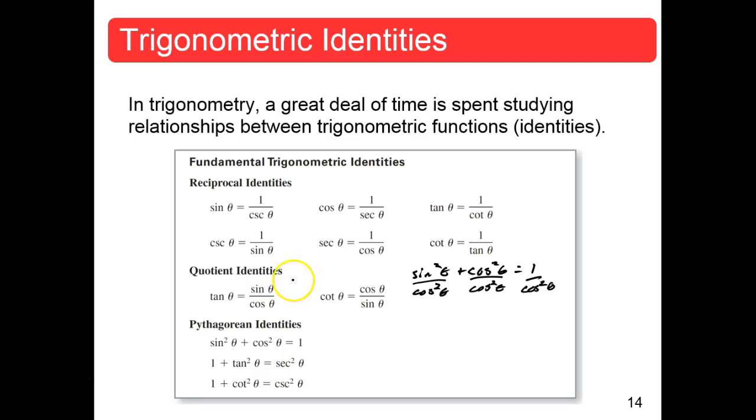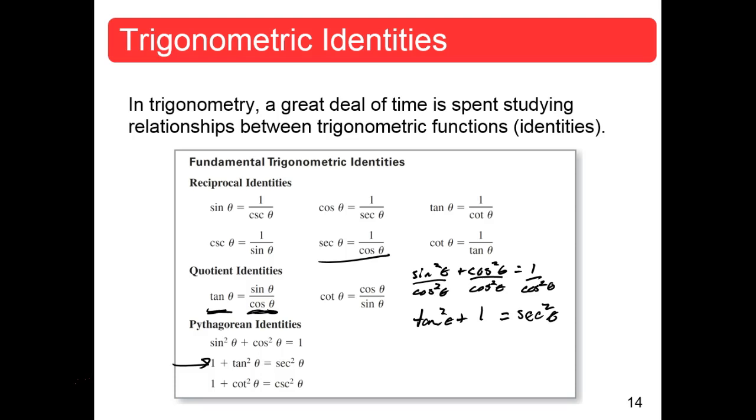Now, what do we have? What's sine squared over cosine squared? Tangent squared, right? And what's cosine squared over cosine squared? 1, okay? And what's 1 over cosine squared? Secant squared theta. And isn't that exactly what we have here? They write it 1 plus tangent squared is secant squared, or tangent squared plus 1 is secant squared. Same thing, right? So you don't need to memorize this one. Know this one, you can get them all, okay?